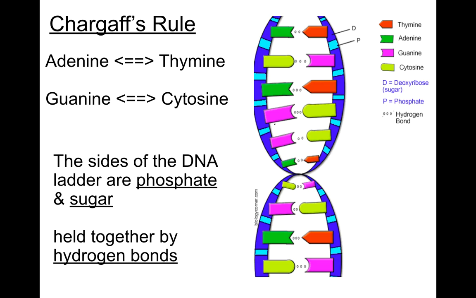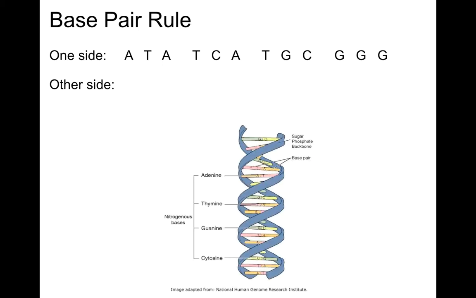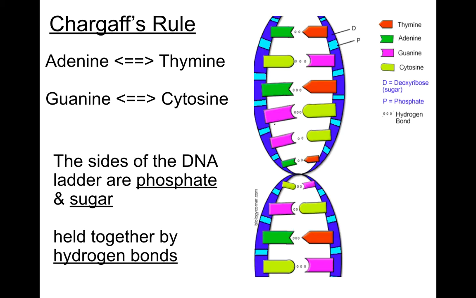So for Chargaff's rule, Chargaff shows that adenine and thymine will go together because they're found in the same percentage. So let's just say if this was 15%, they also found this to be around 15%. And so because of that, he could deduce that guanine and cytosine were in the same percentages, therefore they bond together. Same thing goes with adenine and thymine.